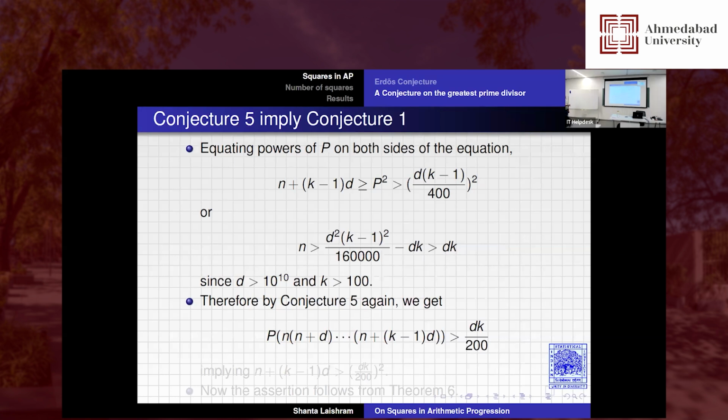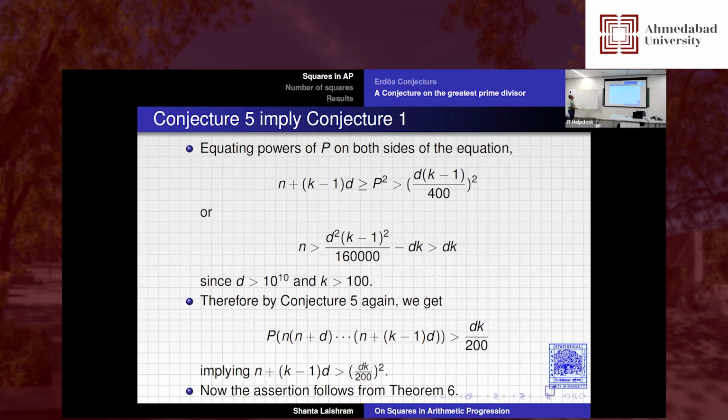Yeah, this is bigger than 10 power 10, k is bigger than 100. So because of that, I get this. Now, in all of these numbers, d is bigger than 10, n is bigger than dk. So it has a prime factor bigger than dk by 200 by the conjecture. And then from here, if you take n plus k minus 1, this is p square. So this number is bigger than dk by 200.